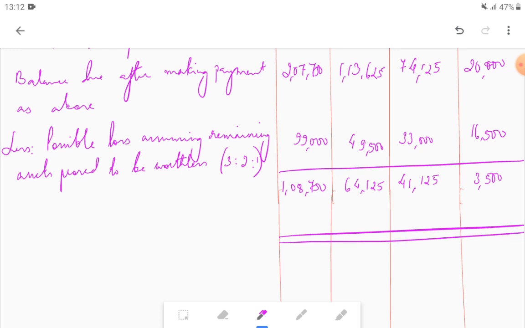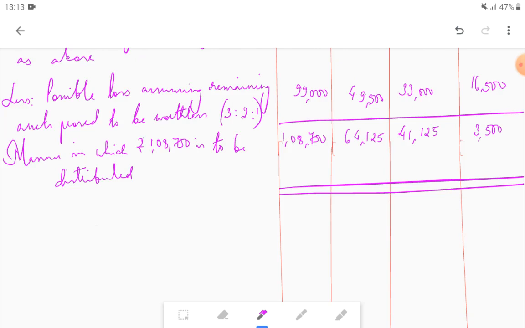So we'll write this as the manner in which rupees 1,08,750 is to be distributed. Okay, the manner in which your amount that is there for realization, how we're going to distribute it amongst your partners. Okay, so that is also done.